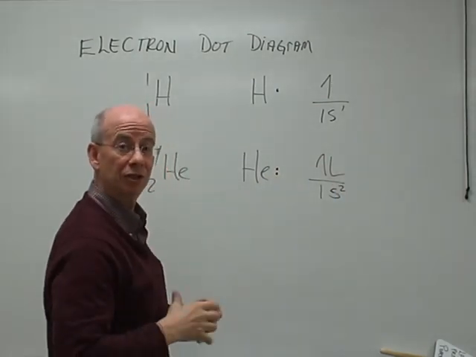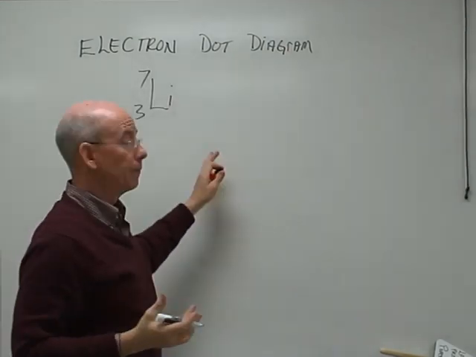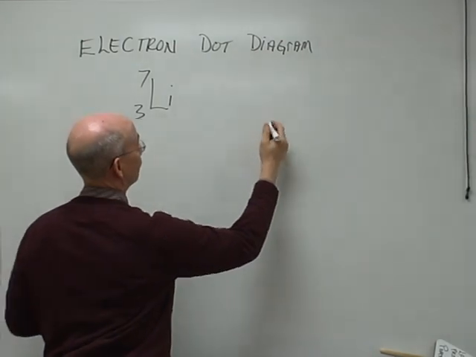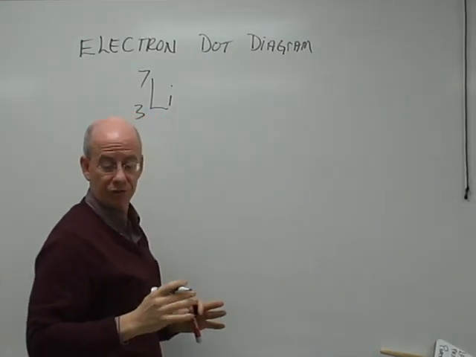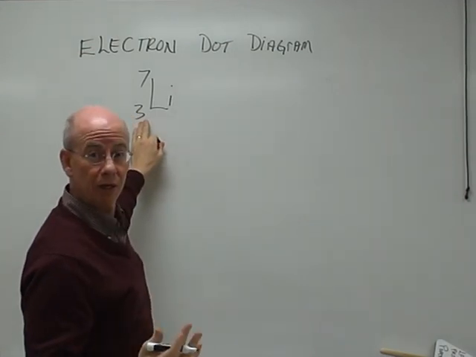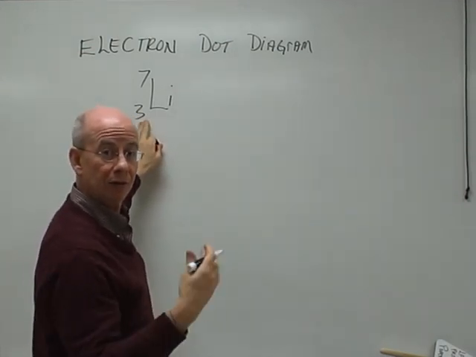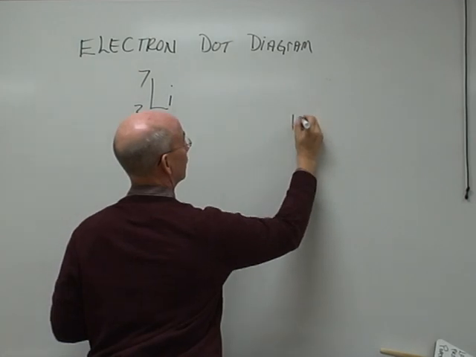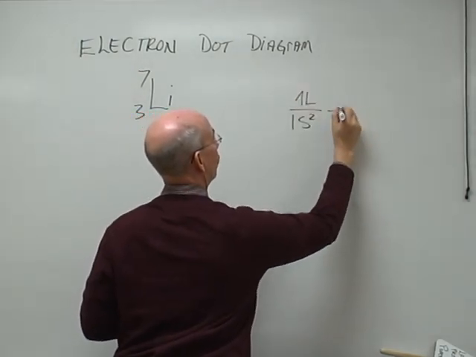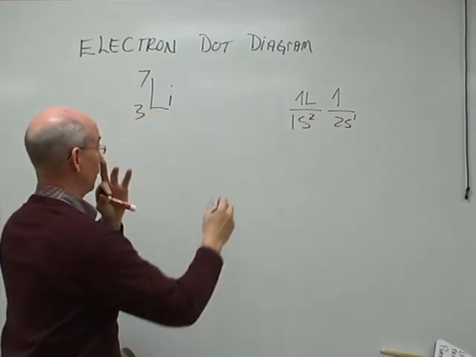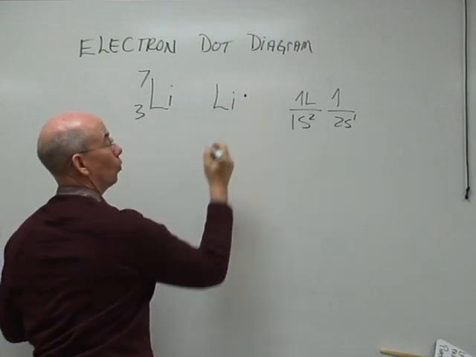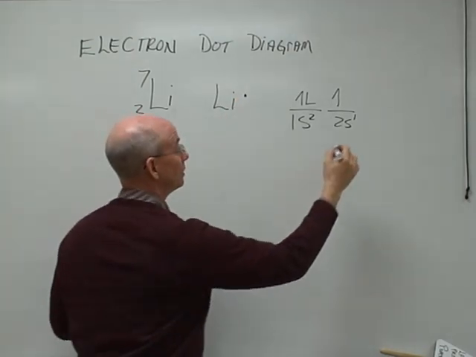Let's compare that to energy level 2. Energy level 2 begins with lithium, and it's interesting, lithium would have 1s electrons. Since there's 3, the first 2 would be 1s. But then there's 1 left over. So there'd be 1s2, and then 2s1. There's 3 electrons there. So we would draw it like this. Just 1 dot again. Notice this is n equals 2.